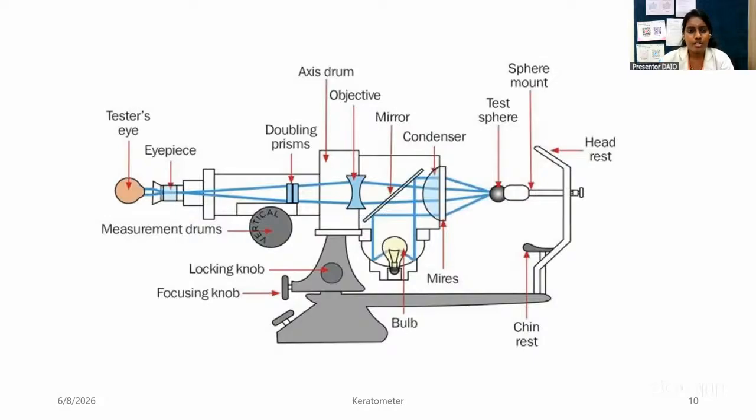These are the components of keratometer. Tester's eye, where the examiner is testing the patient's eye. Eyepiece, measurement drum, locking knob, focusing knob, bulb, doubling prism, axis drum, objective, mirror, chin rest, and headrest are presented.